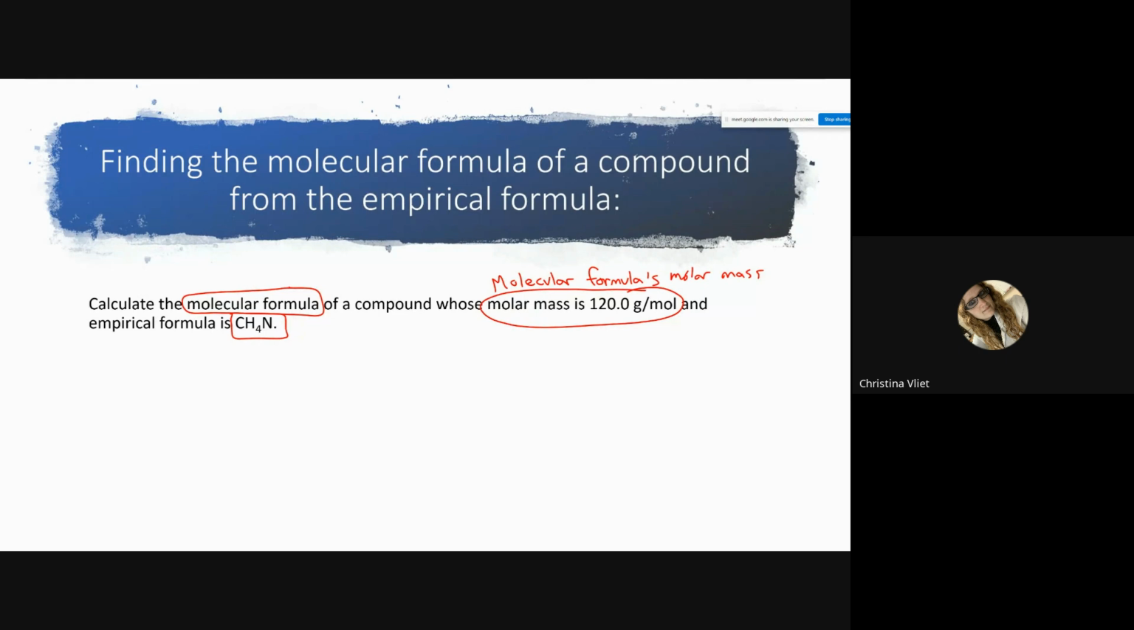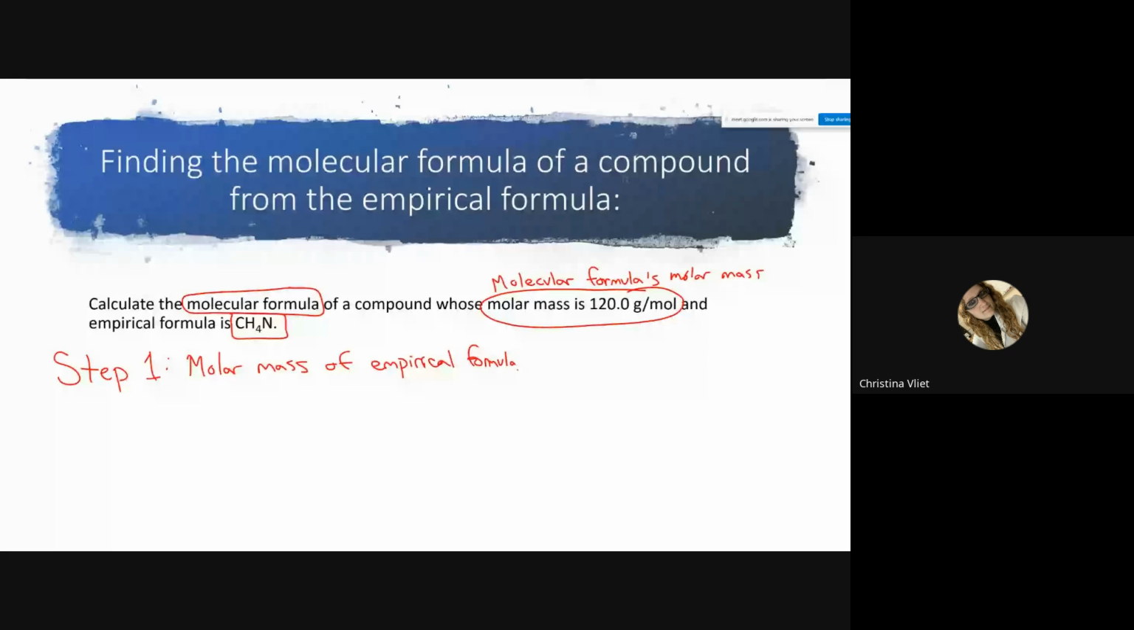What information is missing that you could easily get? That could give you the difference in the mass of the molecular formula and the mass. Right. So step one in developing our strategy. Step one should always be to get the molar mass of the empirical formula. And let's figure out what that is now.